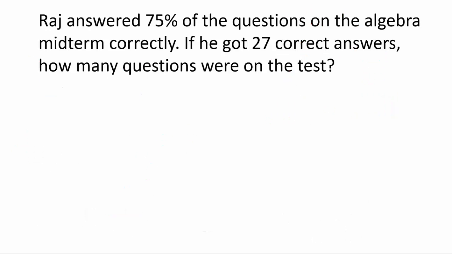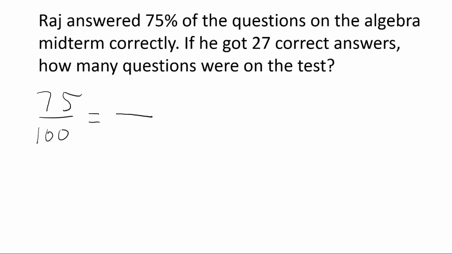Raj answered 75% of the questions on the algebra midterm correctly. If he got 27 correct answers, how many questions were on the test? When a problem involves a ratio or percent, you can sometimes solve it by setting up and solving a proportion. For example, we'll let Q represent the number of questions on the test. Using the fact that 75% is 75 out of 100, we can write a proportion.